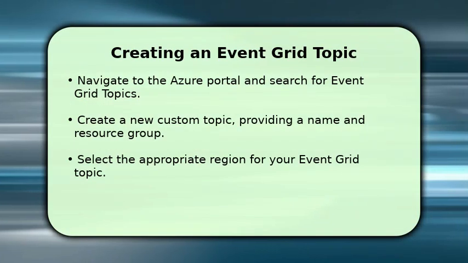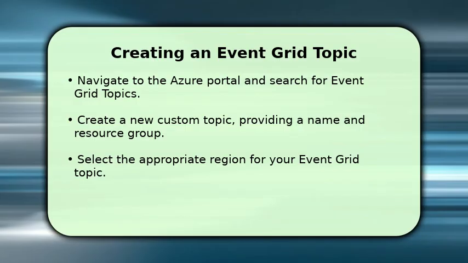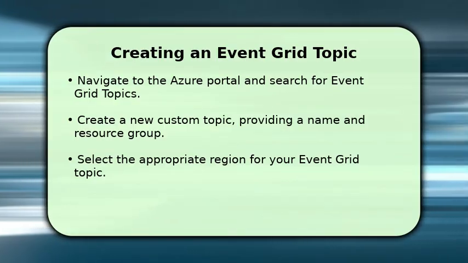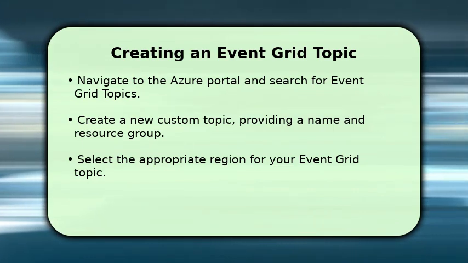Let's walk through creating a custom Event Grid topic. First, navigate to the Azure portal and search for Event Grid topics. Click Create and provide a unique name for your topic, along with selecting an appropriate resource group and region. This custom topic will serve as the central point for all your application's events. It's like setting up a dedicated mailbox for specific types of messages. Once created, this topic is ready to receive events from your chosen sources, preparing for the next step of connecting handlers.